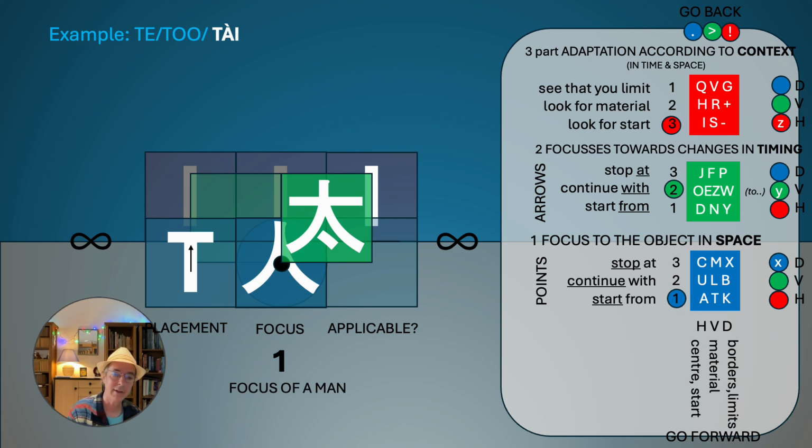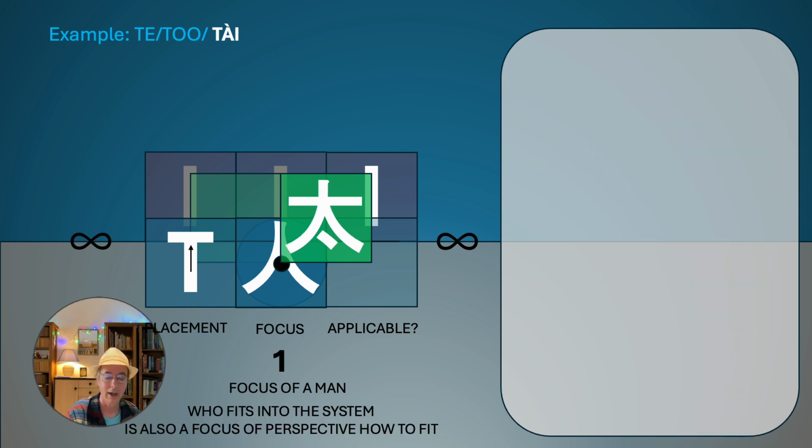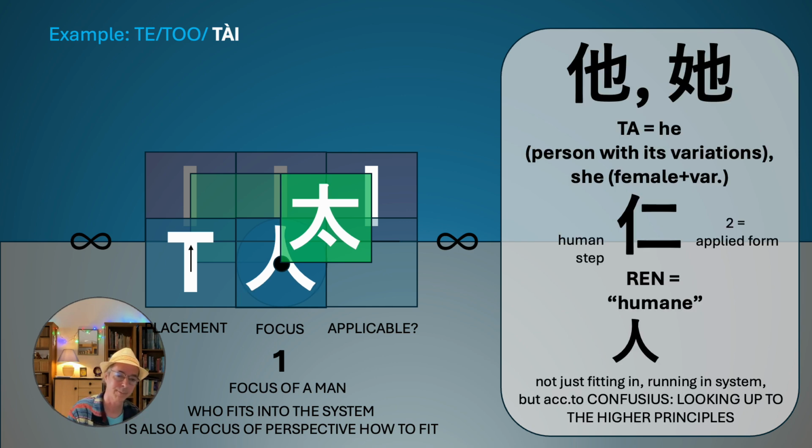And the basics of this perspective is here the human condition. It's the focus of man. This is the symbol of man. And I already said this man symbol, jeune, fits into the system, and it also fits in the system like your perspective. This is your perspective, how we fit in, how we can run into this system.